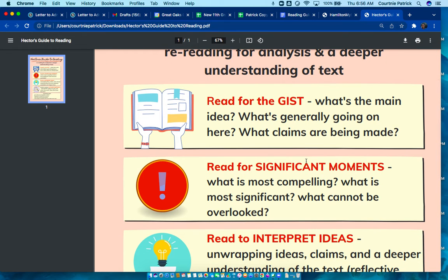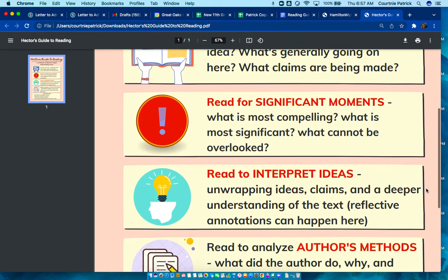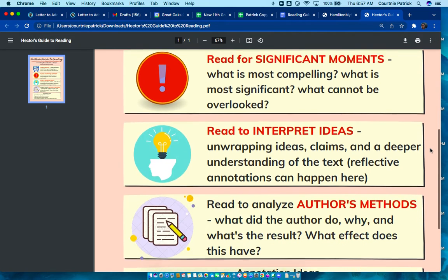When you read for significant moments, this is the second time you're reading. The first time is like, what's going on here? The second time you read, you're unwrapping and digging deep and reacting to things. What is the most compelling? What is confusing? What seems to be the most significant? What cannot be overlooked? What do I need to make sure I recall and understand fully? That looks more like annotations and circling and question marks. The gist is like jotting something down at the end of a paragraph or a section.